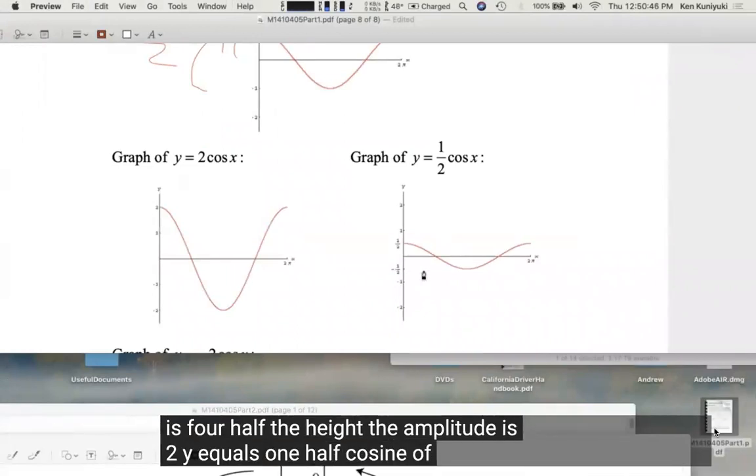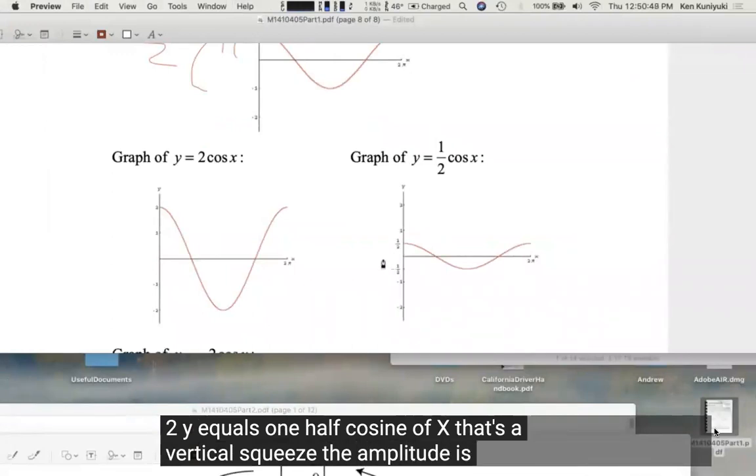Y equals 1/2 cosine of x, that's a vertical squeeze. The amplitude is 1/2, it's small.